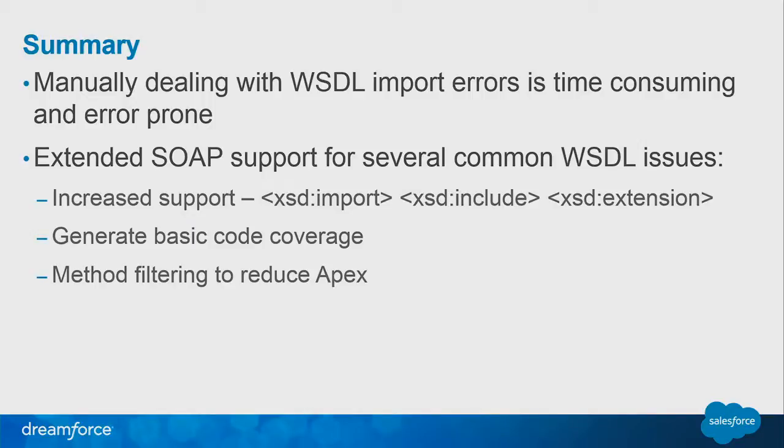So, in summary, dealing with WSDL imports can be really time-consuming if something goes wrong, and it really diverts you from the task that you're interested in achieving. With our extended tooling, we can bring in a lot of extra support without having to use anything beyond web service callout invoke. So we can handle imports, includes, and extensions. We can generate basic code coverage, which could save you a lot of time, get you to the point where you can deploy it quicker. And then if you don't need all the methods, we can use method filtering and greatly reduce the amount of code generated.